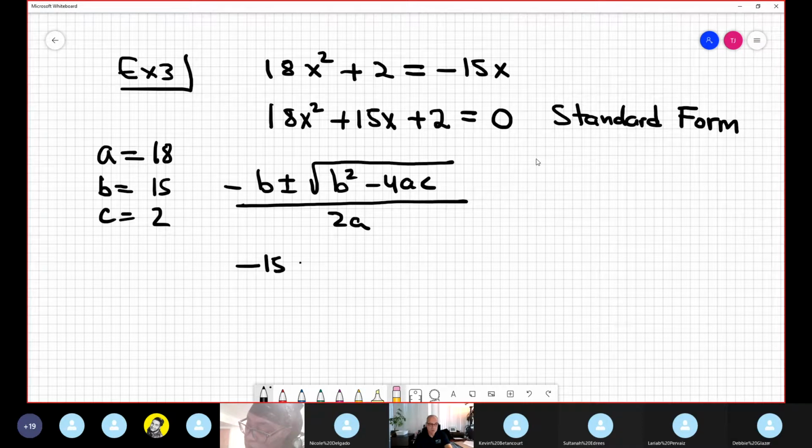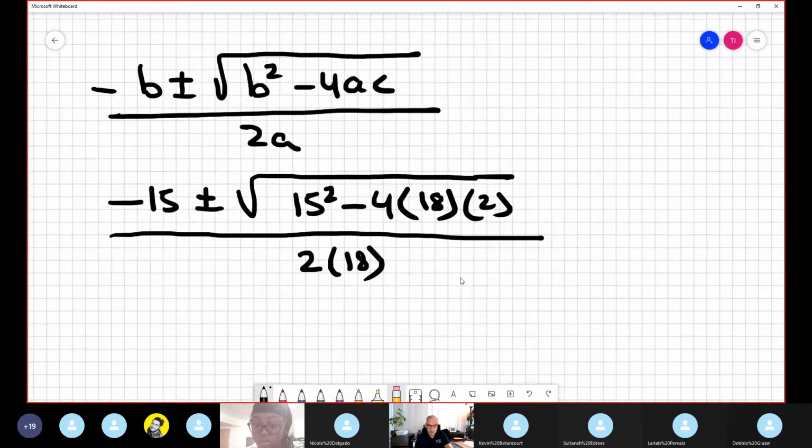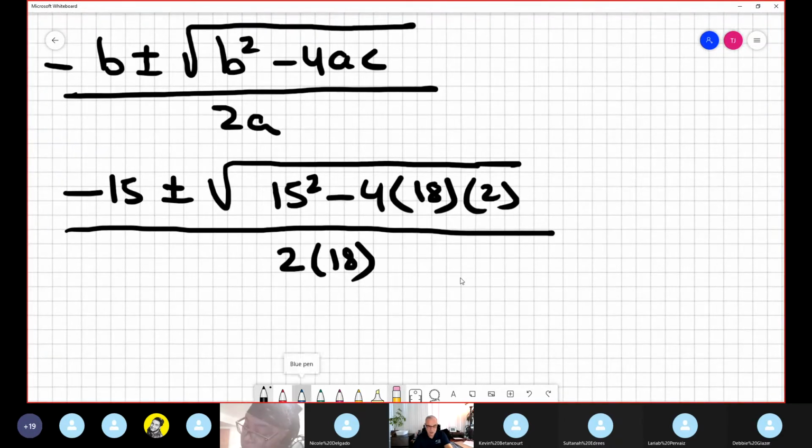Minus 15 plus and minus the square root of 15 squared minus 4 multiplied by 18 multiplied by 2, which is C, everything divided by 2 times 18. I like that way. I just replace the corresponding values into the variable coefficients A, B, C. Don't do any operation. Now I focus step by step on the expression inside the radical.